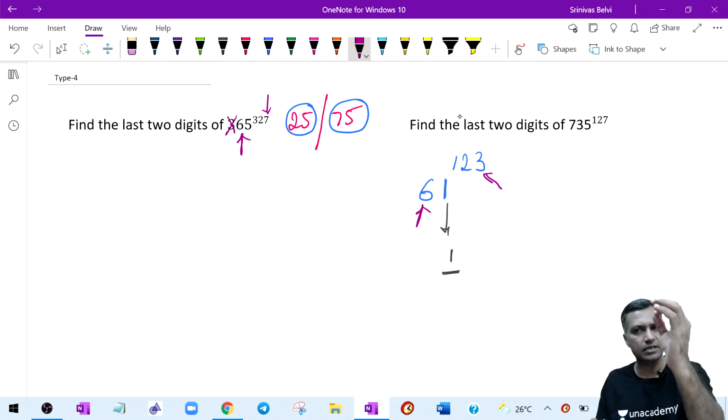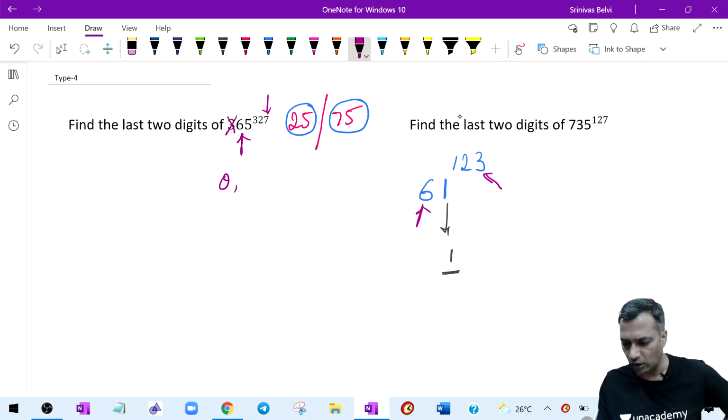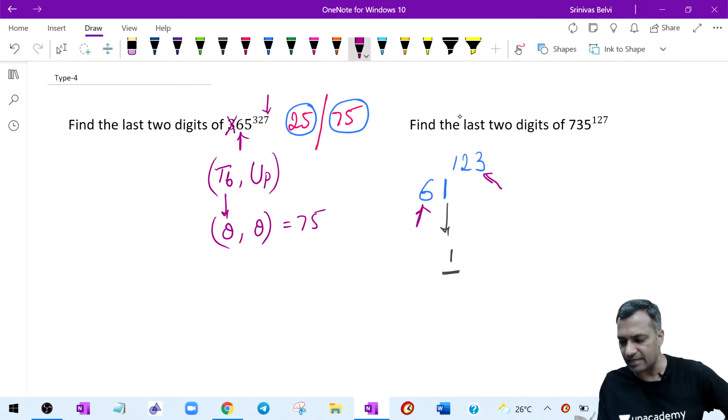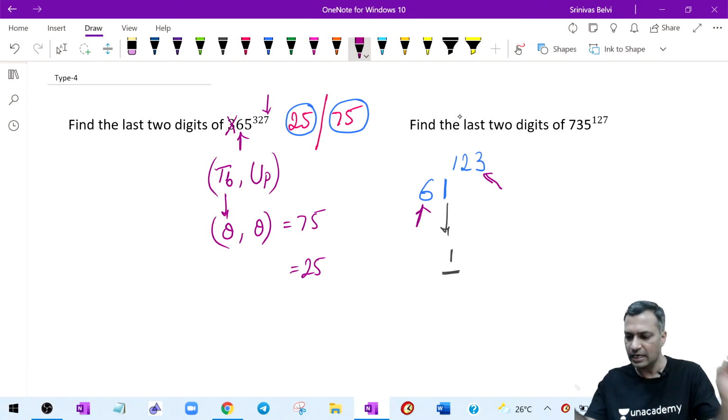What about the hundreds place, etc.? Doesn't matter. If both are odd, what do you mean by both are odd? Both are odd means this is odd and also this is odd. Now you have two sample spaces. What is the odd I'm talking about? I'm talking about the tens place of the base, let me write it as TB, and the units place of the power, the exponent. If both of them are odd, only then the result is 75, otherwise 25. Only if both of them are odd, the result is 75.